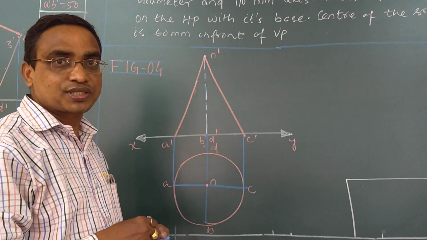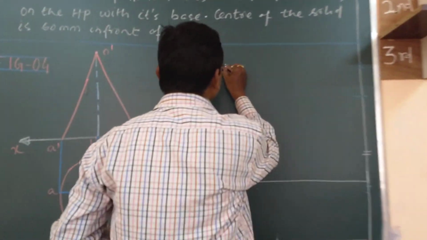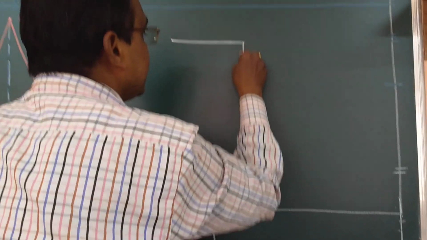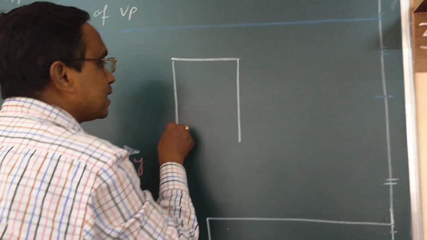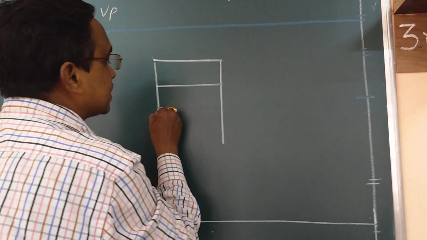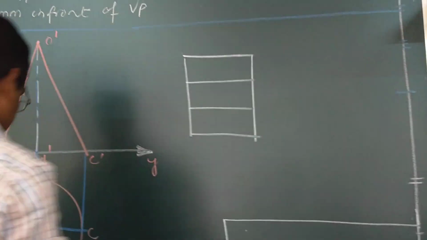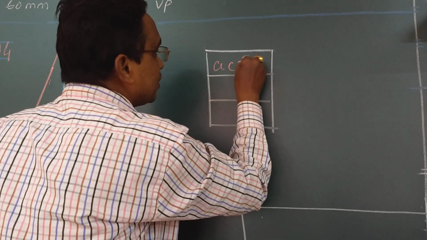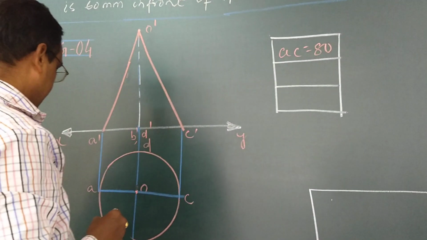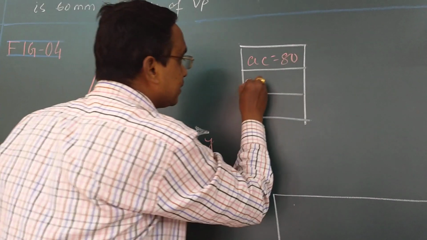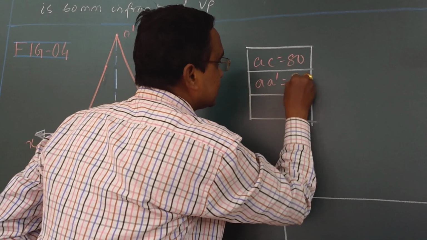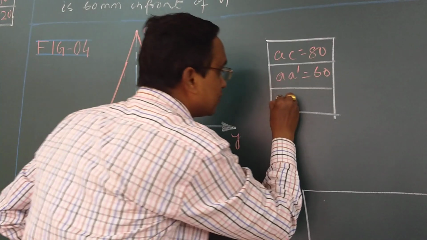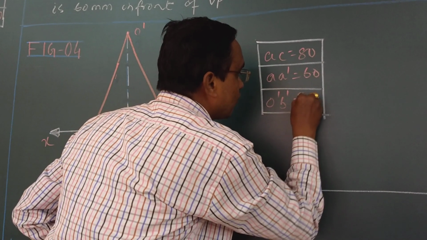And in a caption box, write down the dimension. From the top 30, from the right side you take 150, breadth of the box you take 30, each block is 6 mm. In the first block, write down AC, diameter 80, then AA dash 60, then O dash to B dash, B dash 110.